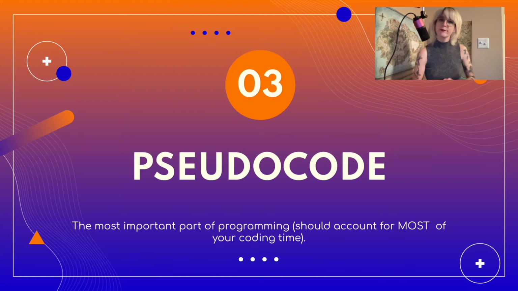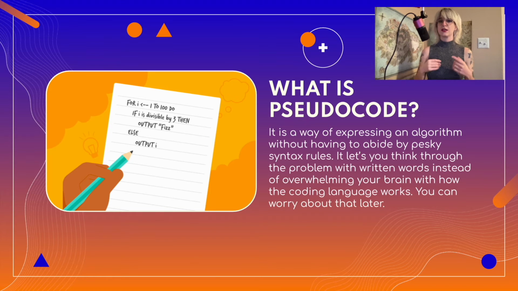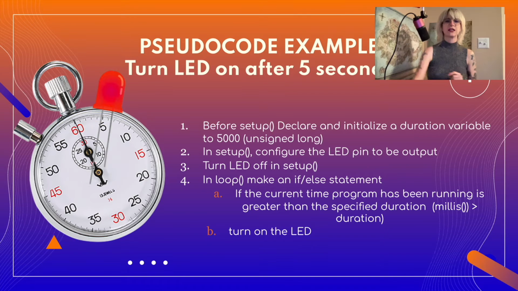Let's get into a super important part of this class and beyond in your coding life, pseudocode. So the most important part of programming, and it should account for most of your time, is pseudocode. What is pseudocode? That's a great question. That's a really good question. Pseudocode is a way of expressing an algorithm without having to abide by those pesky syntax rules. It lets you think through the problem with written words or spoken words instead of overwhelming your brain with how do I solve this problem logically, and then also where does that semicolon go, and how do I close this curly brace, and what should I name my variable? Worry about all of that syntax later, as long as you start to think like a programmer and solving problems step by step with the tools that we have, like variables, conditional statements, relational operators, and so on.